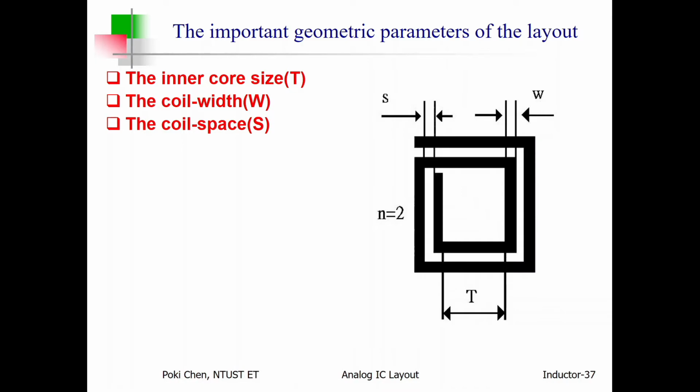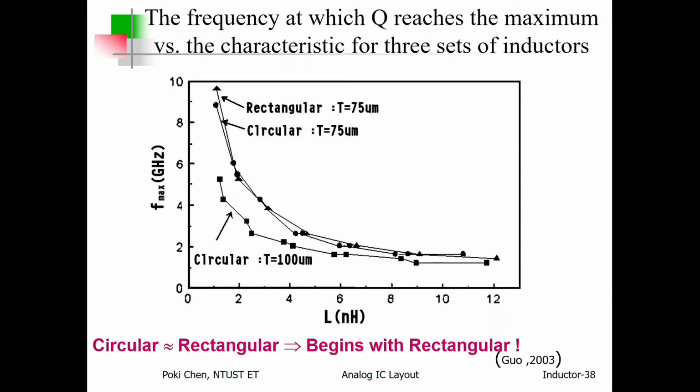And again, 3 parameters for optimization. The inner core size, the opening in the middle, T. Then the width of the wire, W, and the spacing between wires, S. All right, let's go for this.